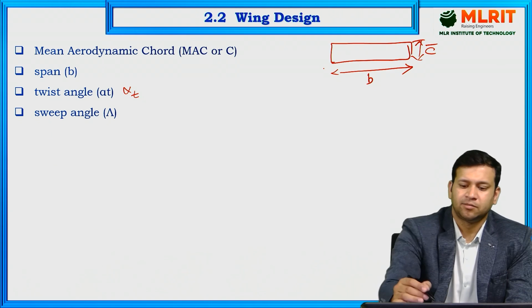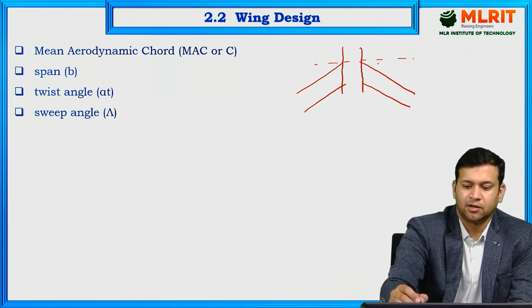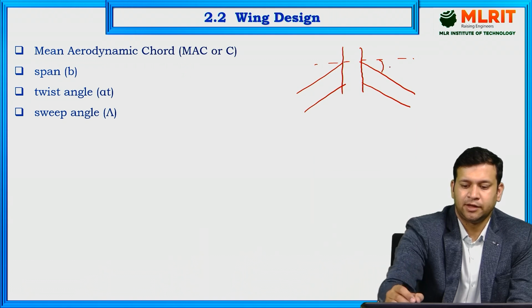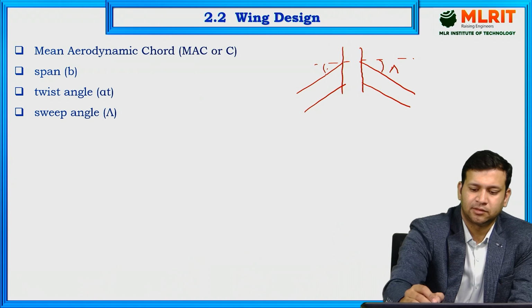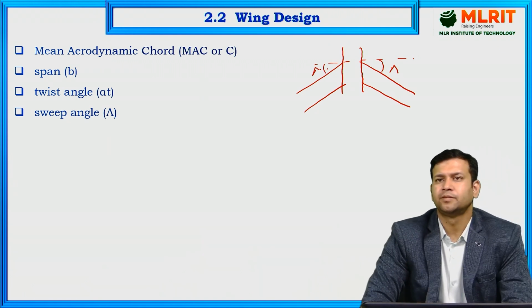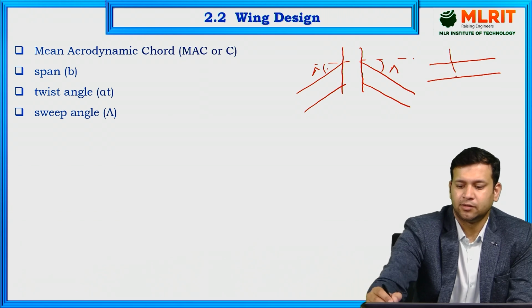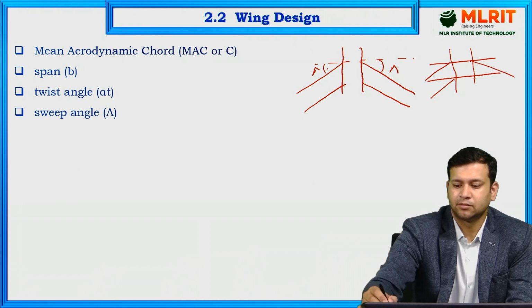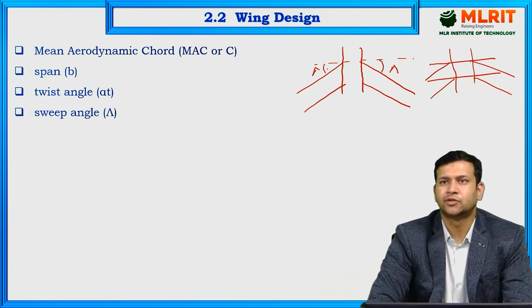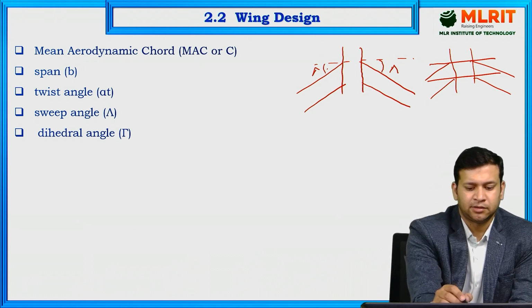Sweep angle. So based upon this reference line, this is the sweep angle on either side. Normally a rectangular wing will be looking like this. So instead of having it linear here, we have changed it like this. That's the sweep angle.